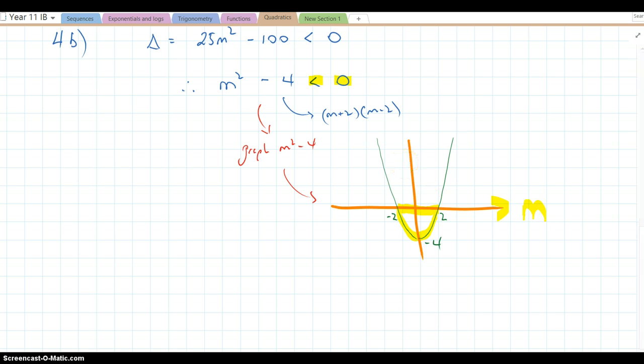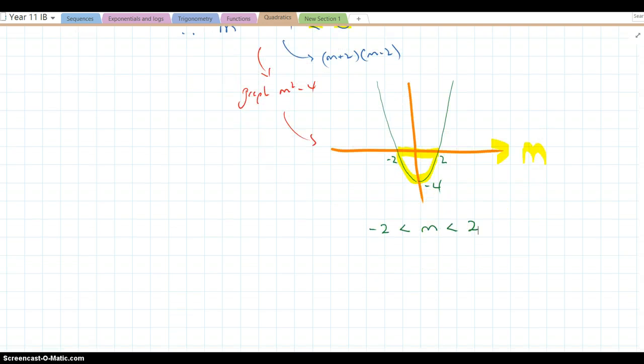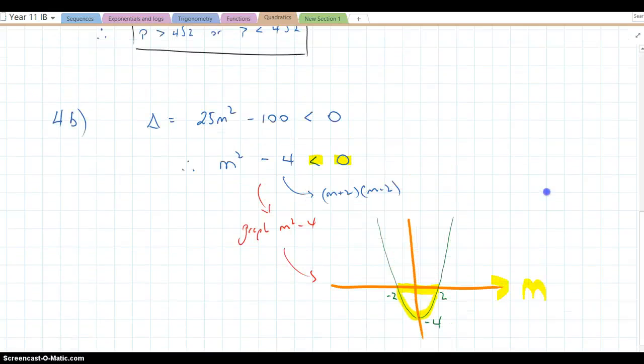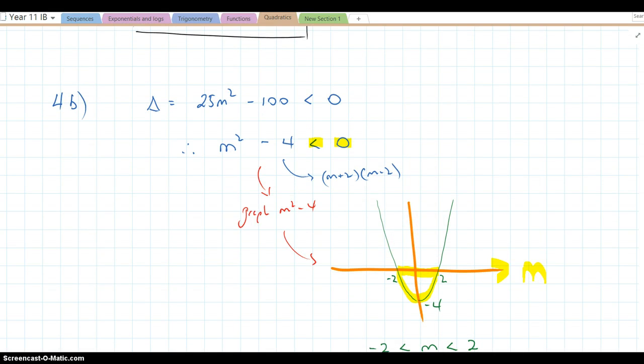So the values of m that make this quadratic less than 0 are between minus 2 and 2, not including, because at those values it's equal to 0. We don't want equal to 0, we want less than 0. And this is how we write the solution. M is greater than minus 2 and less than 2. So that solves that. Okay, moving on. Actually, that might do for this screencast, and I'll make another screencast for graphing quadratics.